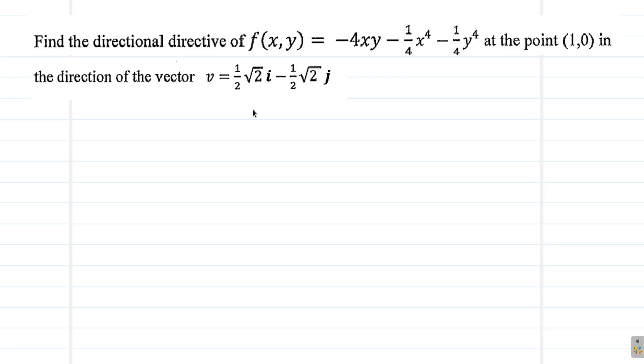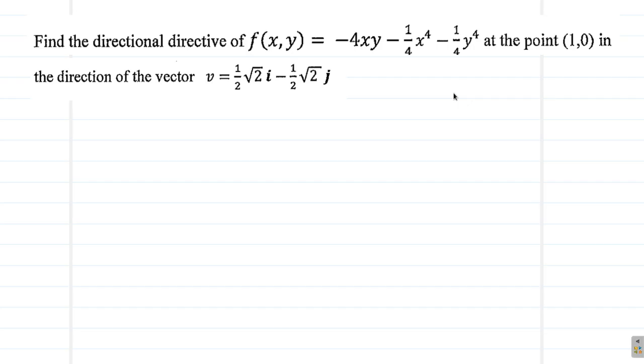So you're going to be finding the directional derivative. Directional means in the direction of something, in this case the direction of this vector. What is derivative? When you find the derivative, you differentiate and find what is called the gradient function. So what you're going to do is find the gradient of this function. To find the gradient of the function, you differentiate.